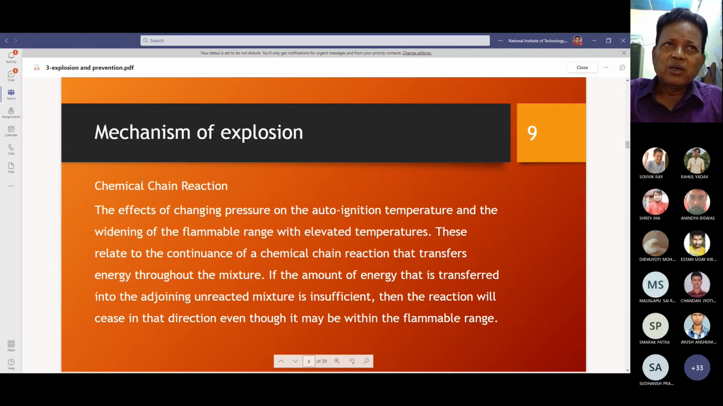So the fourth element is chemical chain reaction. The effects of changing pressure on the auto ignition temperature and the widening of the flammable range with elevated temperatures relate to the continuance of a chemical chain reaction that transfers energy throughout the mixture. If the amount of energy that is transferred into the adjoining unreacted mixture is insufficient, then the reaction will cease in that direction, even though it may be within the flammable range.